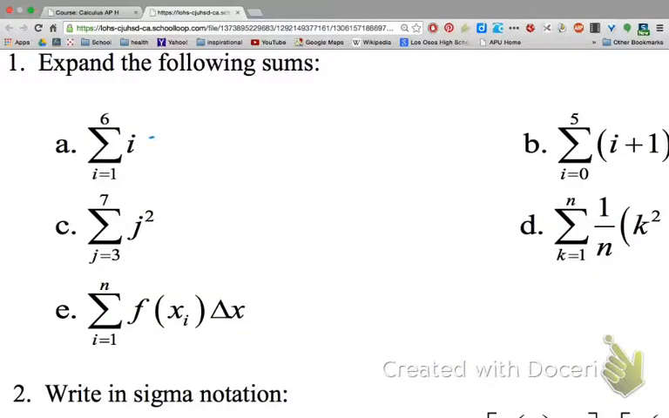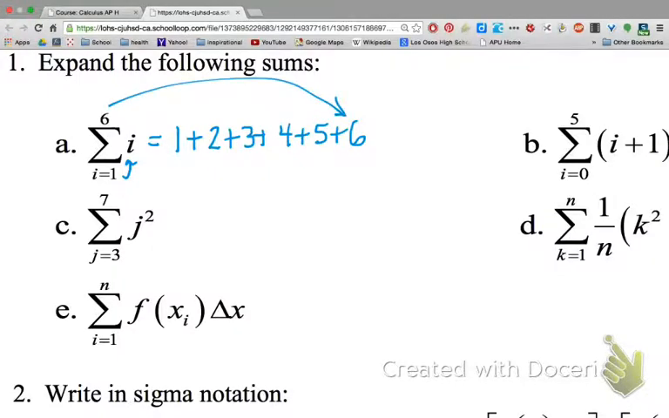So if I expand this one out, remember I'm first going to plug in 1, and then I'd plug in the next number, which would be 2, and then I'd plug in the next number, which would be 3, and 4, and 5, and I would stop at 6. So that one's pretty easy.